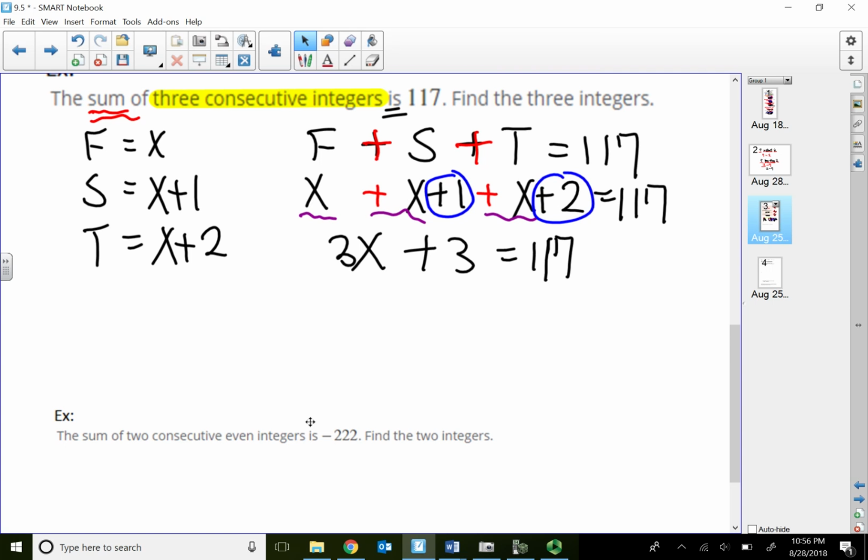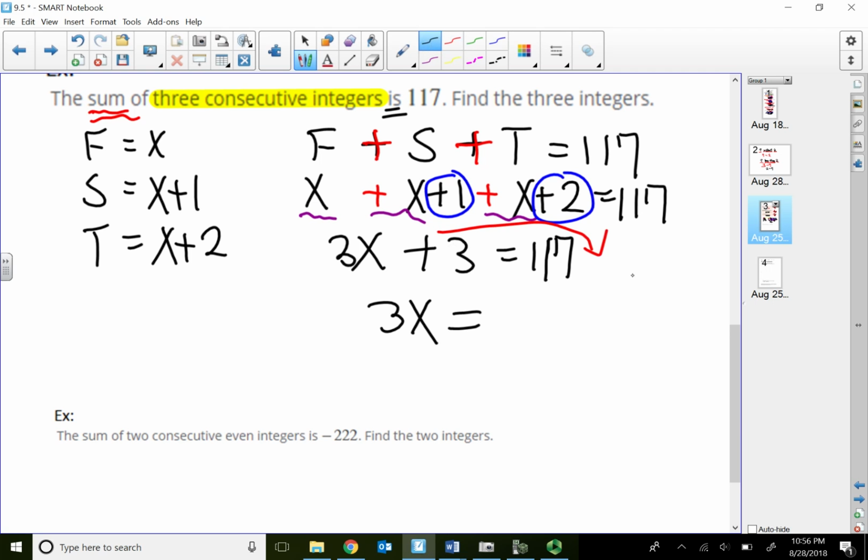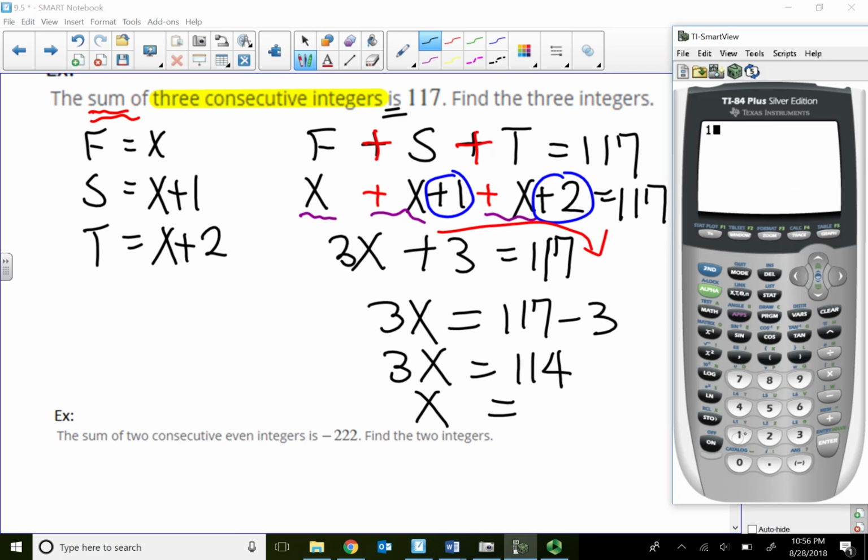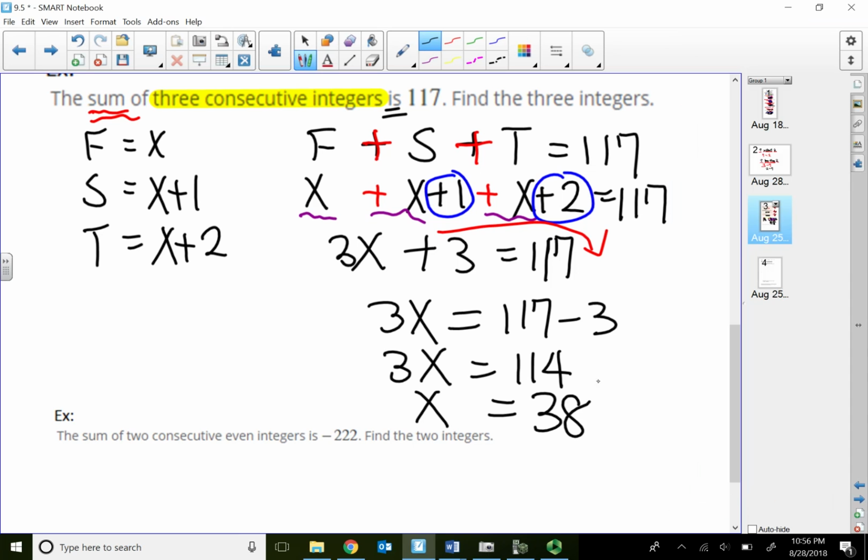All right, since my variable term is positive on the left side, I'm going to let it stay. So that's still 3x. Let's move my positive 3 over, so that becomes negative. So that's 117 minus 3, which we know is 114. So to get x by itself, I divide both sides by 3. 114 divided by 3, voila, 38. So now, x equals 38.